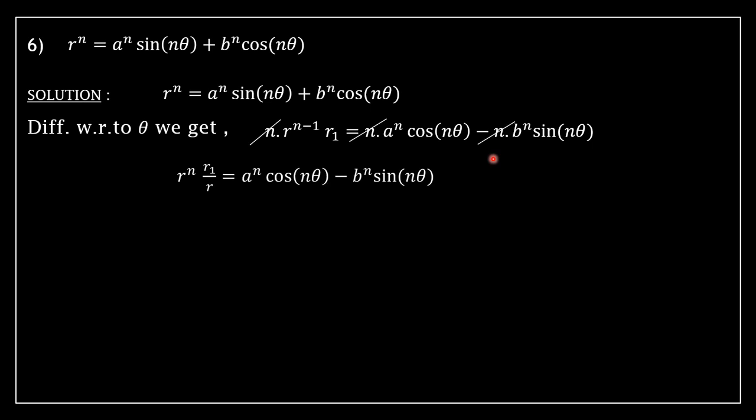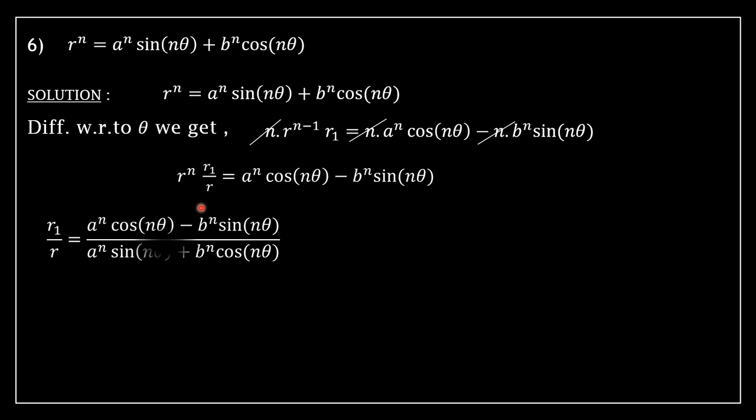Just cancelling n on both the sides of the equation and observing that r to the power n minus 1, I can write it as r to the power n by r. So that the ratio r1 by r, just divide the whole equation by r to the power n over here and observe r to the power n, I can write it as a to the power n sin n theta plus b to the power n cos n theta.